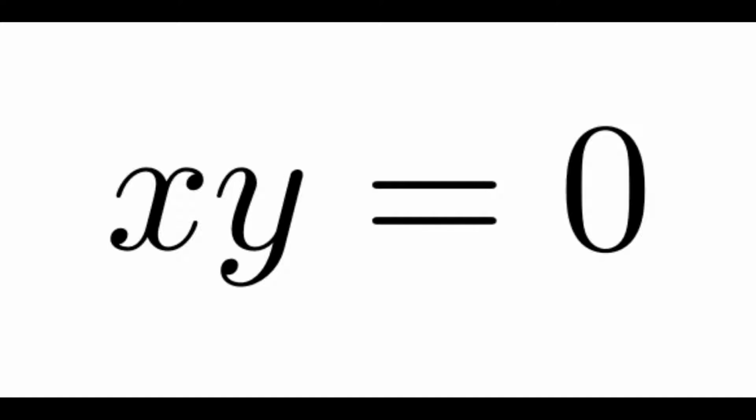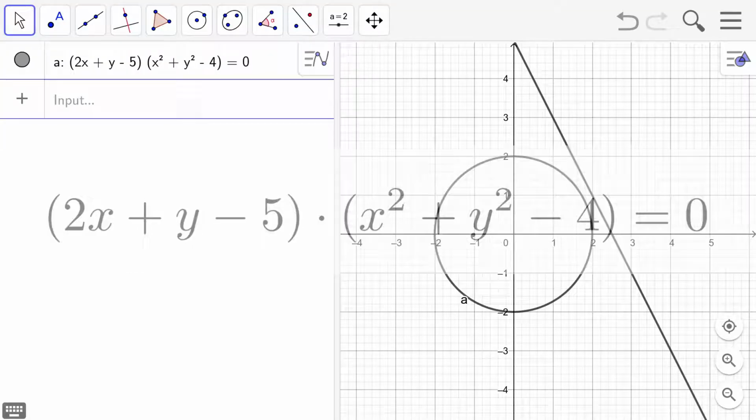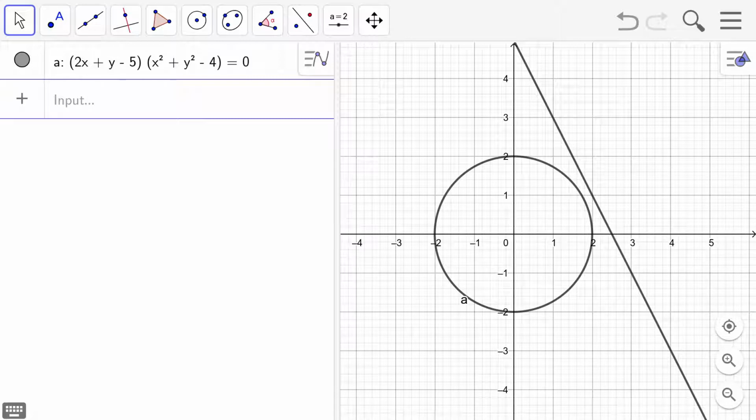We can think about them as lines with equations x equals 0 and y equals 0, that is, both axes will appear here at the same time when using x times y equals 0. To generalize the idea, consider the equation (2x + y - 5) times (x squared + y squared - 4) equals 0. This describes the union of a line and a circle, namely 2x + y - 5 and x squared + y squared - 4.